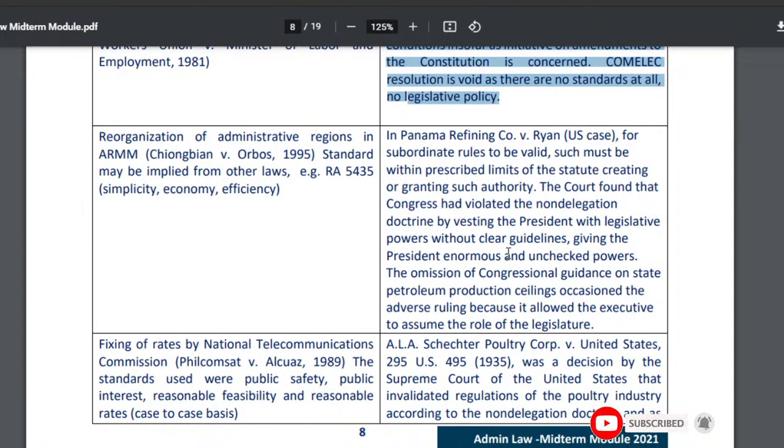So there is encroachment of powers na. The omission of congressional guidance on state petroleum production ceilings occasioned the adverse ruling because it allowed the executive to assume the role of the legislature. Nagmugna nagbalaod standards more than the limits, among the guidelines, more than the limits required. Okay, so there was violation of the sufficient standards test.